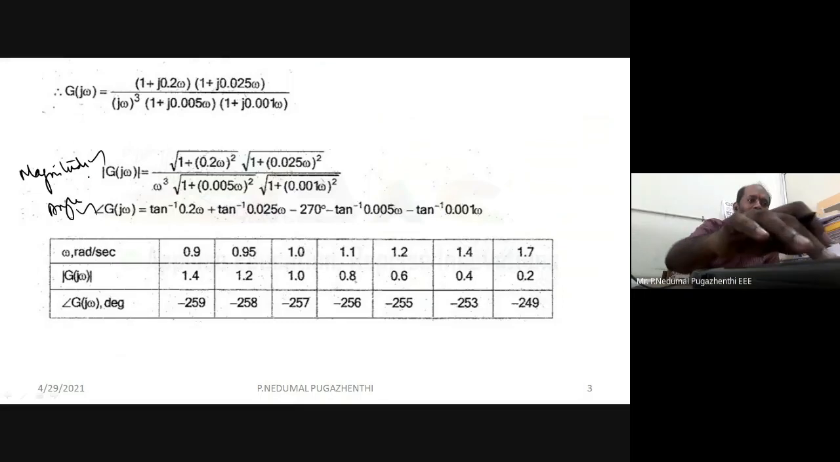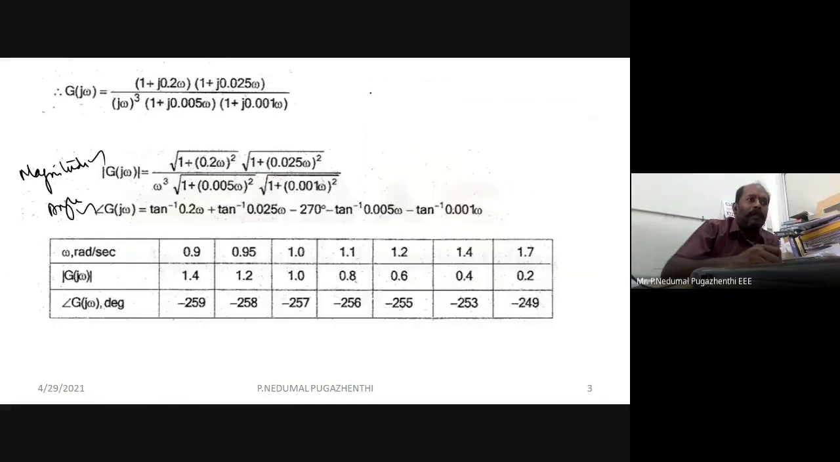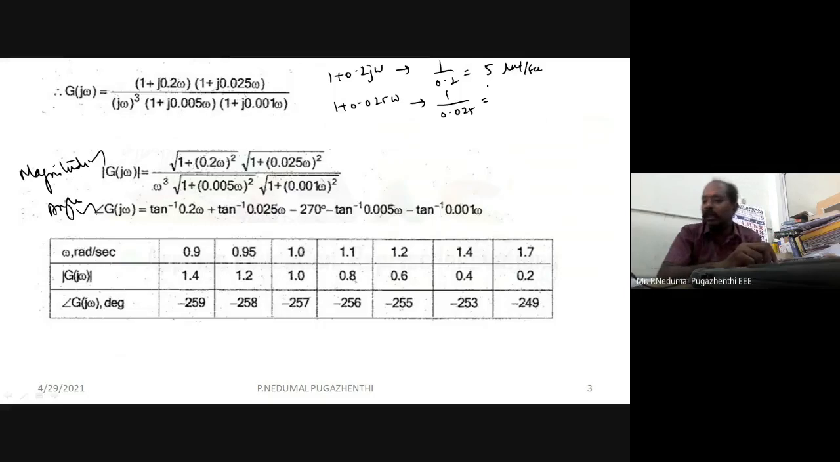Meanwhile, I try to find my corner frequencies. What are my corner frequencies? I will do that here. From the first factor, 1 plus 0.2 j omega, what is my corner frequency? 1 by 0.2, which is 5 radians per second. From the second factor, 1 plus 0.025 j omega, it is 1 by 0.025. Can anybody help me in getting the value for this? 1 by 0.025, please.